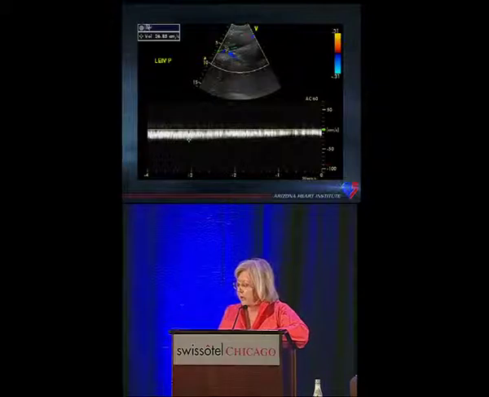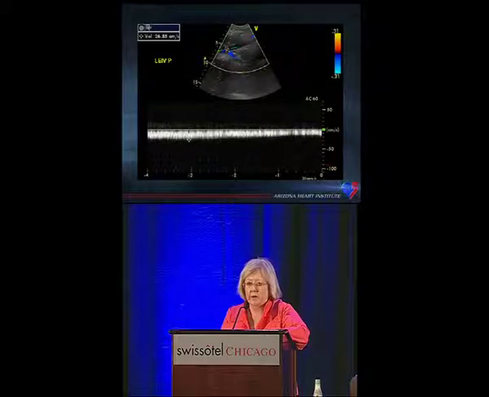Distal to that, we see the characteristic loss of phasic flow indicating a proximal obstruction. The obstruction doesn't have to be 100% to give you loss of phasicity. That was a pretty tight lesion.